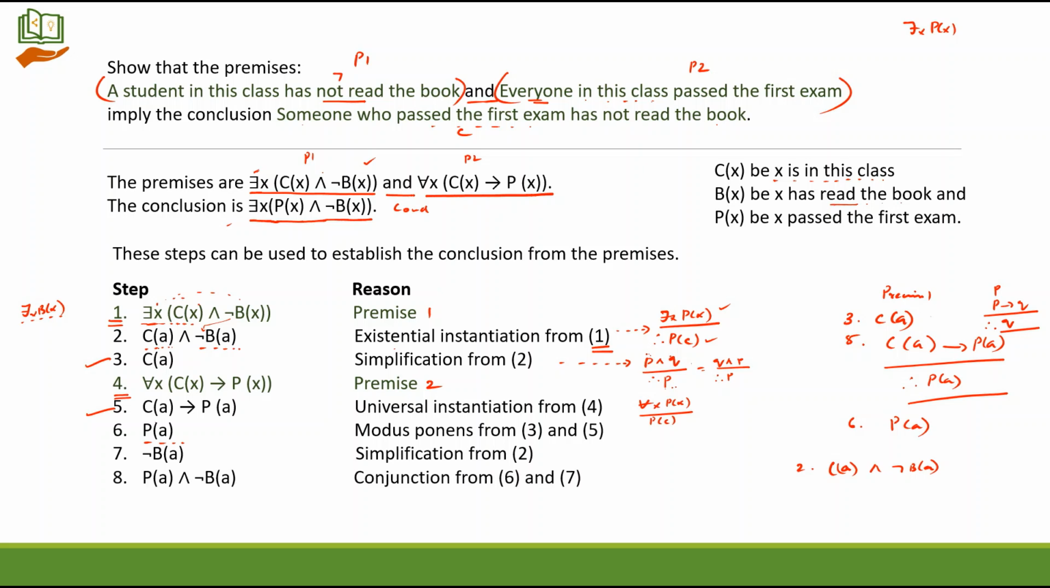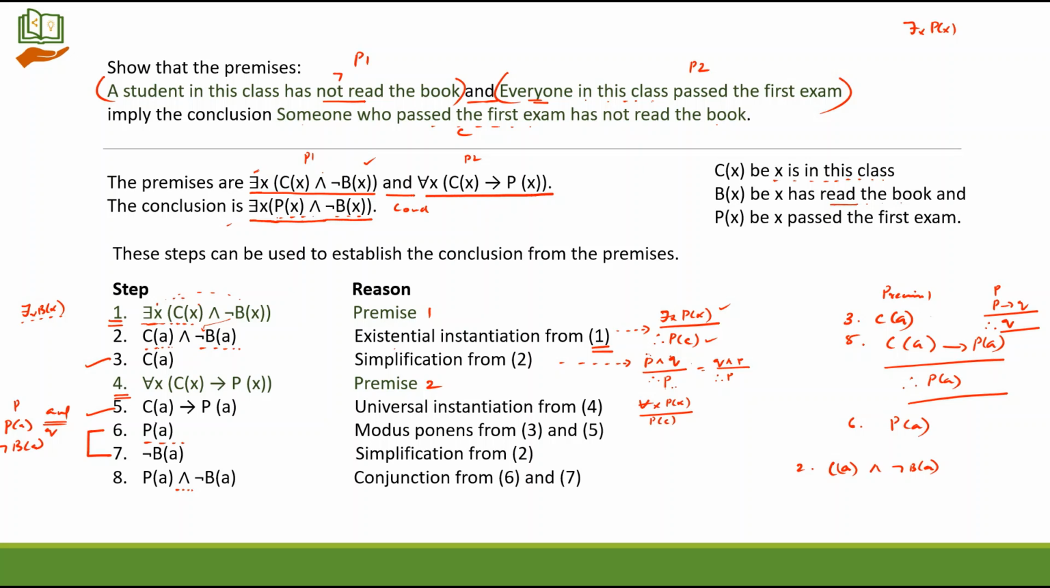We are going to use conjunction from 6 and 7. So this is 6, this is 7. P of A is going to be taken as P and negation of B of A is going to be taken as Q. If it is raining, it is cold. So how do we combine in conjunction using and keyword we combine it. It is raining and it is cold. So using the conjunction rule in step 6 and 7, we are combining it with conjunction operation and we have got it.